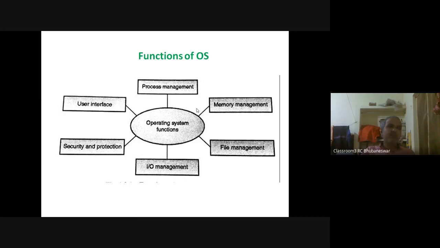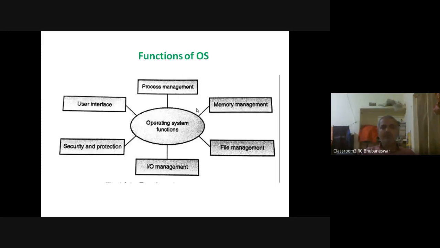Nowadays every computer supports a multi-programming environment. What do you mean by multi-programming environment? It means more than one program can run simultaneously. But in a single processor system, at a particular time, a single process will execute. If there are several requests, let's say 10 jobs, 10 processes are requesting to execute.